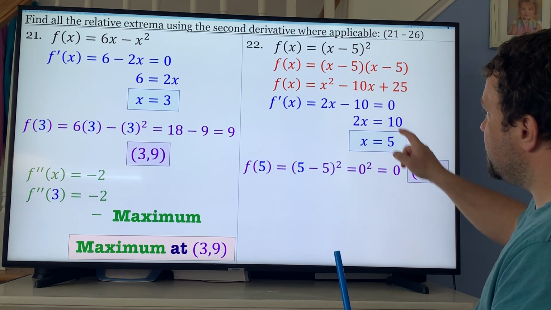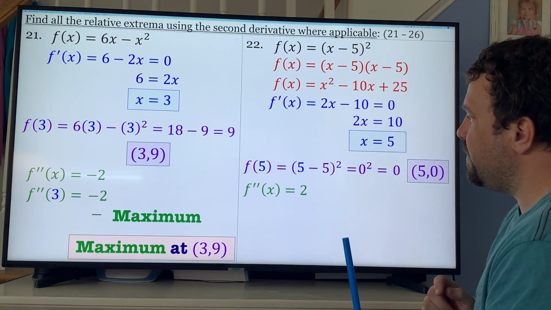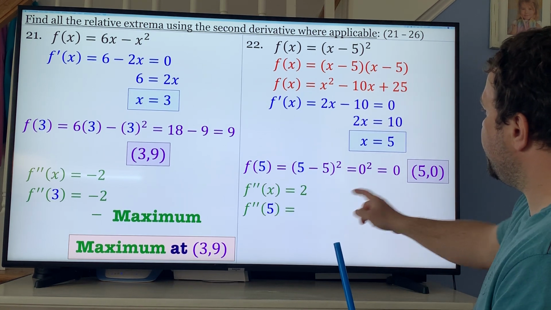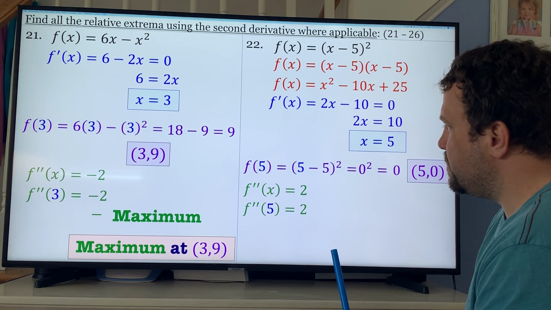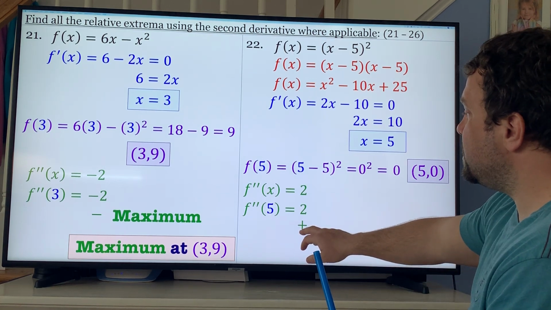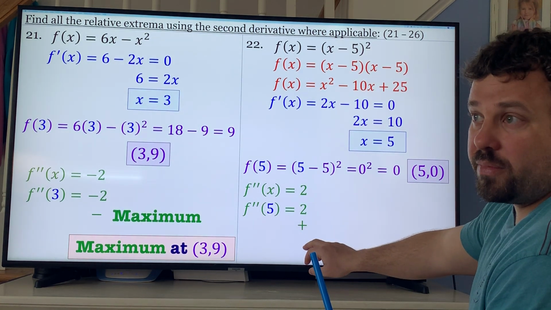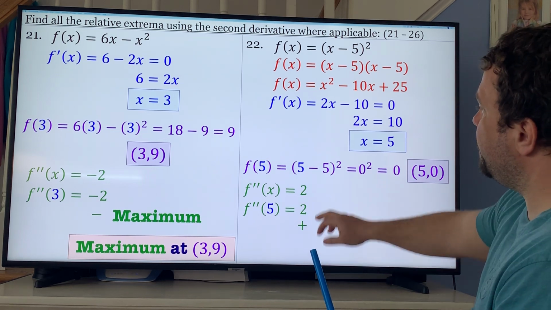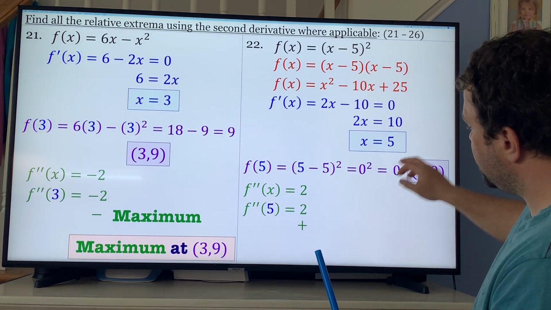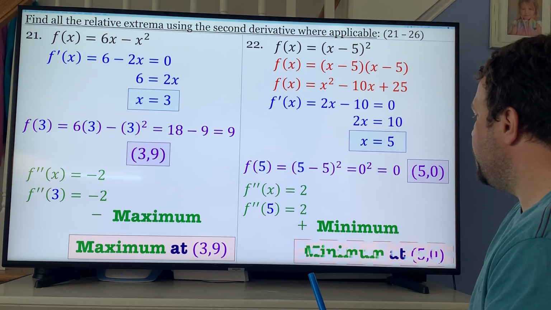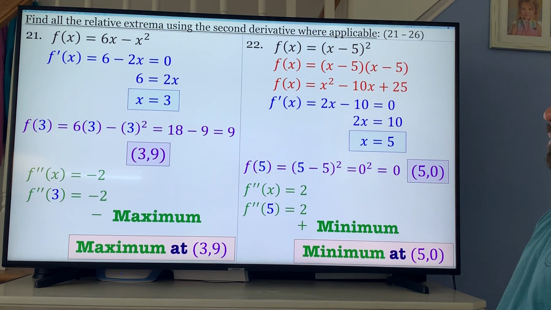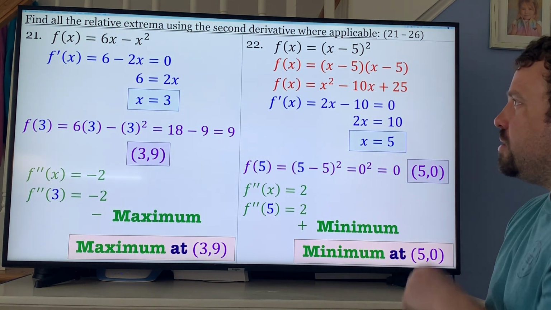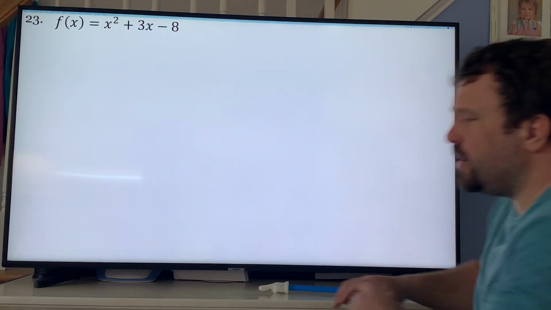So when you want to find the maximum, derive this one more time. You get f double prime of x equals 2. So when I plug 5 in the equation, my answer is 2, which is a positive number. Positive number means I'm concave up, and concave up means I'm like this, so it has to be a minimum. Minimum at 5, 0. All right? All right. I want you guys to try problem 23.